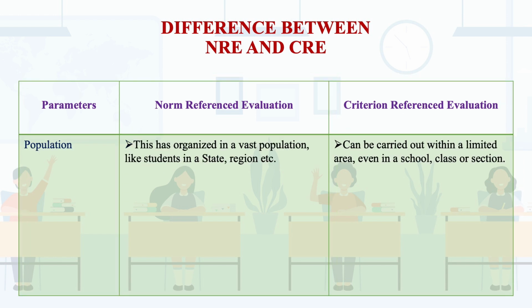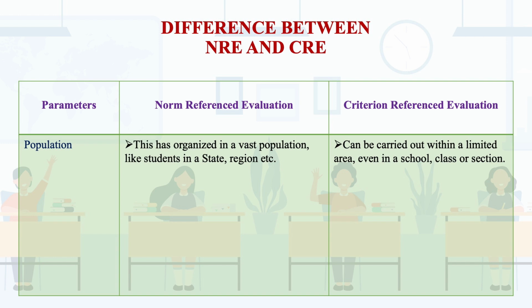And so far as population is concerned, norm referenced evaluation is conducted taking a vast, huge population, whereas criterion referenced evaluation is conducted taking the students the teachers are directly dealing with.